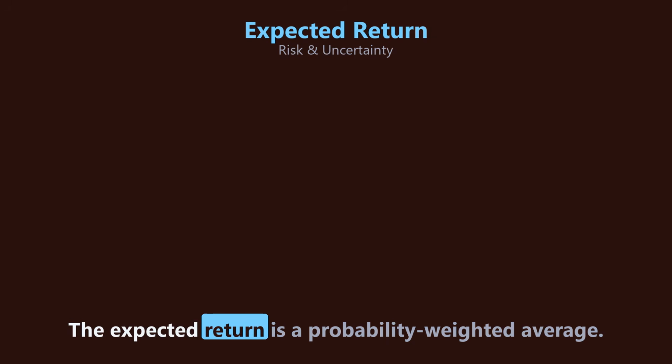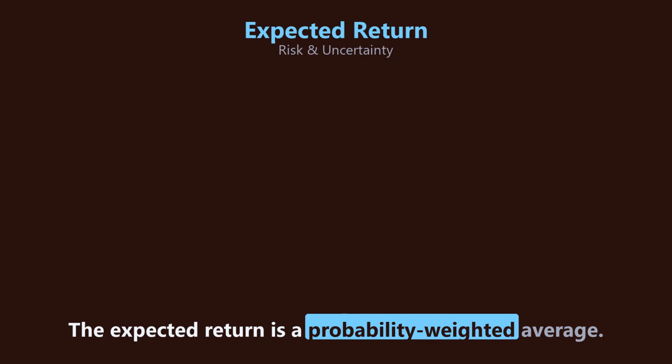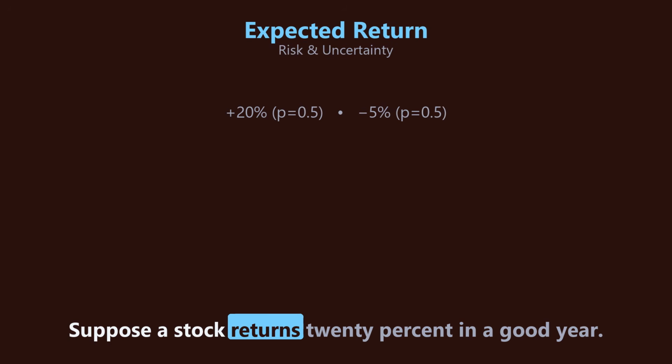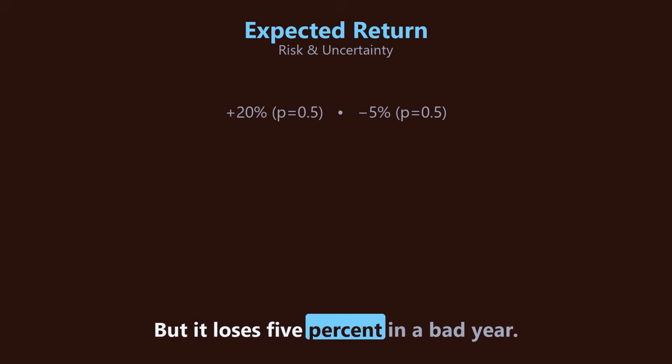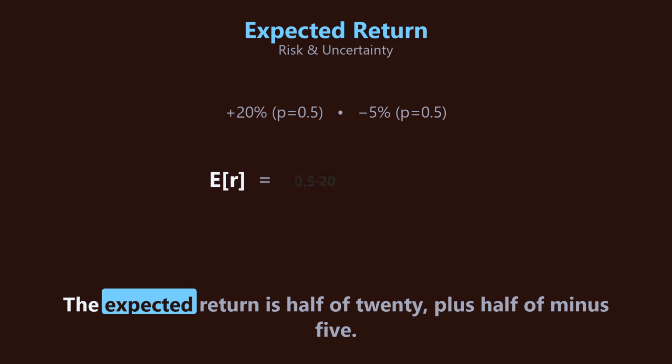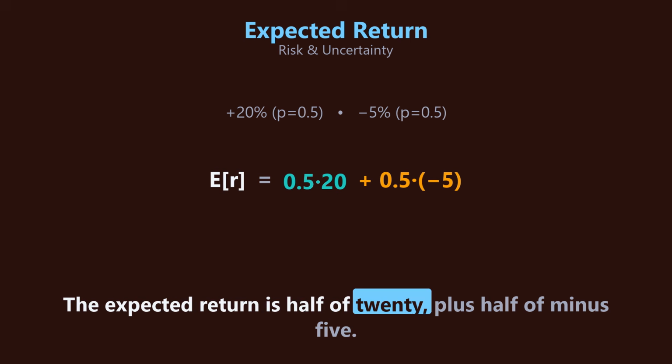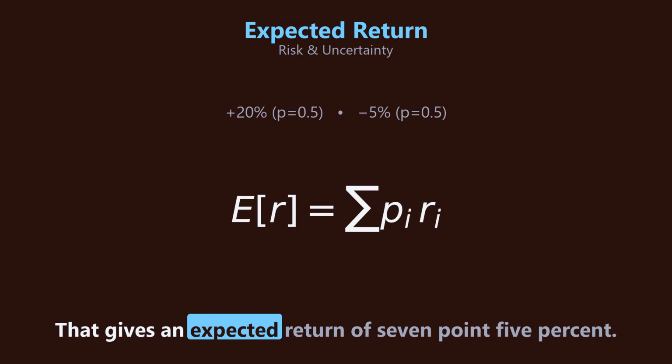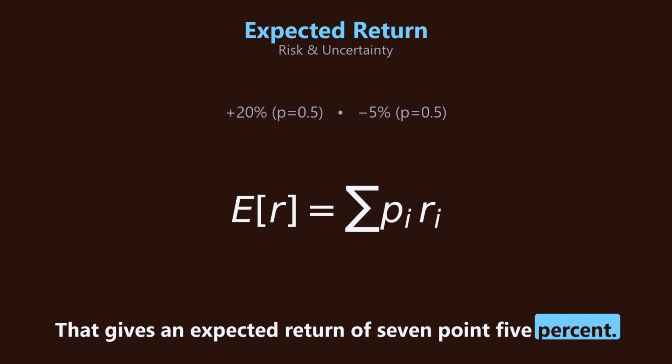The expected return is a probability-weighted average. Suppose a stock returns 20% in a good year. But it loses 5% in a bad year. Each outcome is equally likely, at 50%. The expected return is half of 20, plus half of minus 5. That gives an expected return of 7.5%.